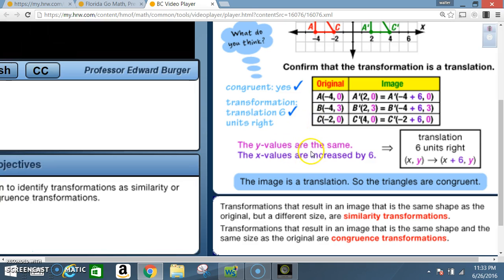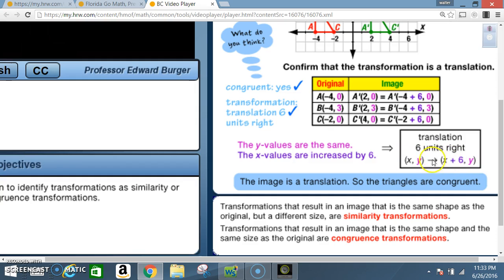Okay, a couple of things to recall from this particular example. One, make sure you know how to write the translation using the algebraic notation. Like, x, y was the original, and after you translated it, the x values all had 6 added to them, and y stayed the same.